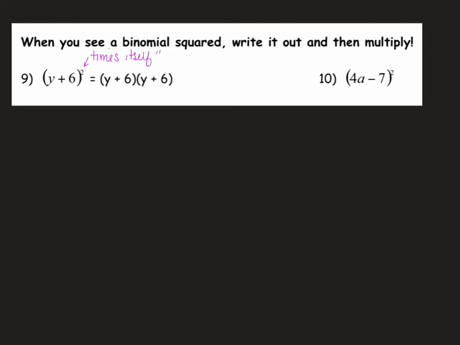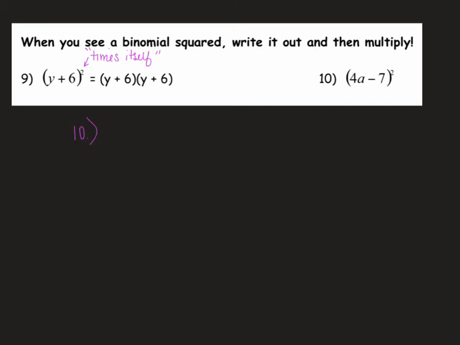Okay, that should be something familiar for you guys. So we write it out twice. If it had a cube up top, a 3, you would write it out 3 times. So that's however many times you're multiplying it by itself. So we have our y plus 6 times y plus 6. So we could work on that, but I do want to look at number 10 instead.